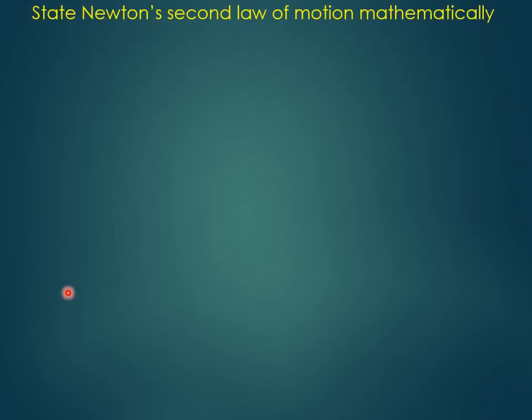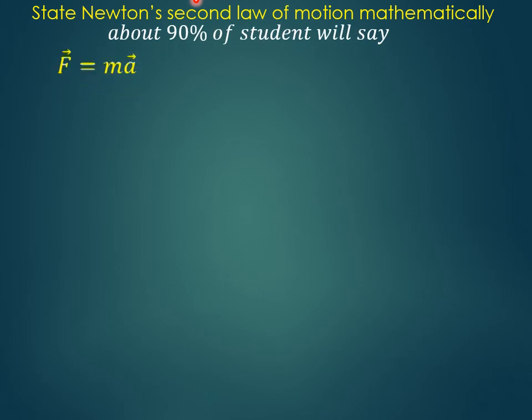I've always had this experience as a science teacher that when students are asked to state Newton's second law of motion mathematically, about 90% of such students will say that F equals ma, that is, the force is equal to the mass times the acceleration. So guys, this formula is true. At the same time guys, it is sometimes misleading.